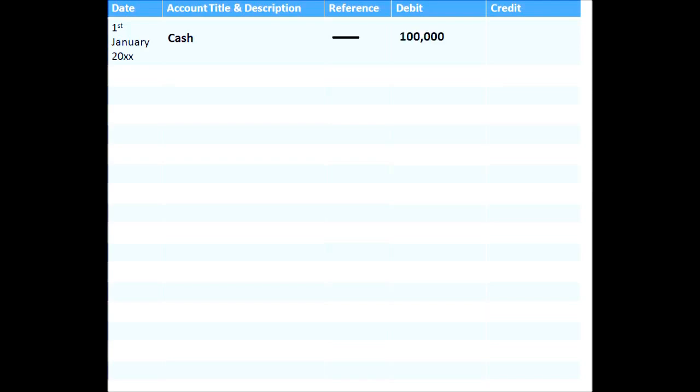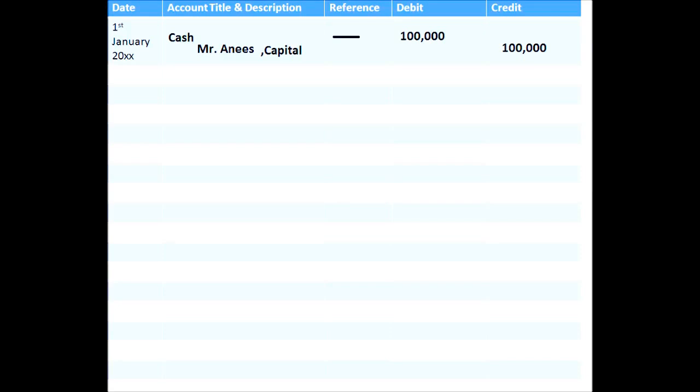Then we enter the credit side. Step 3. An investment in business is always written as capital. The owner of capital is Mr. Anise, so we will mention this on the next row. Capital always goes up with a credit, so we will enter the amount in the credit column. We next mention $100,000 in the credit column. Then we explain the entry.